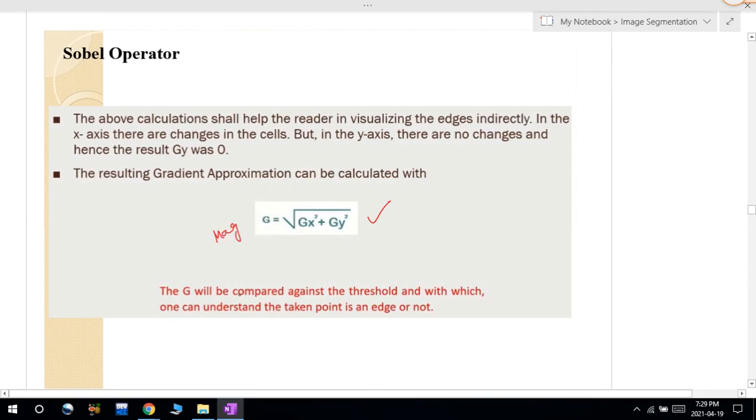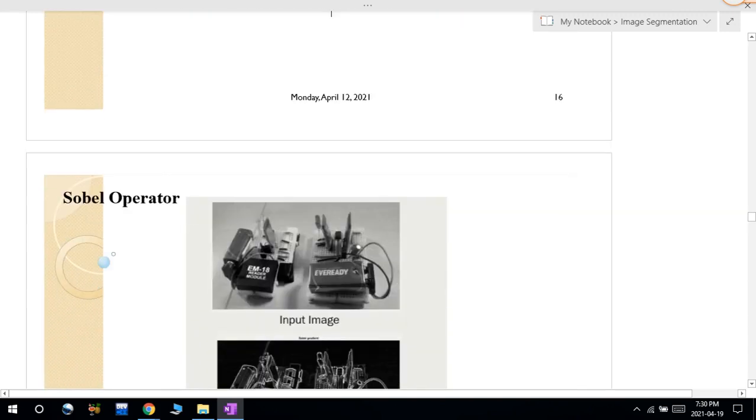Once this magnitude is found, then I will compare this magnitude with the threshold value. There is a process called thresholding, that we will discuss in the coming classes. So, the principle of thresholding: after finding the threshold value, I will compare the magnitude with it. We will define some criteria: if it is greater than the threshold value, we will consider that point as an edge point. Otherwise I won't consider it as an edge point. So this is your thing.